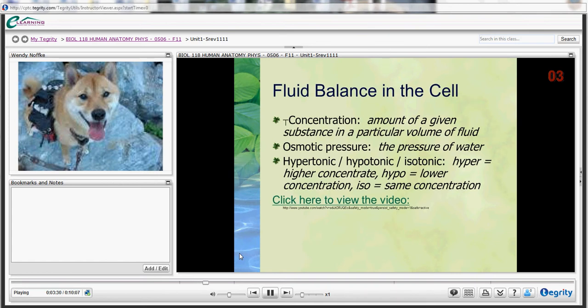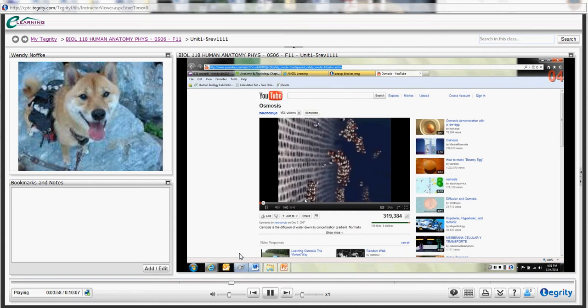Fluid balance in the cell is going to be largely controlled by the concentration of various substances. The concentration is the amount of a given substance in a particular volume of fluid when looking at the cell. The osmotic pressure is going to be the pressure of water. Water and the solid substances are both going to want to be in the same concentration on both sides of a membrane, and will oftentimes be willing to do work in order to be in equal concentrations on both sides.